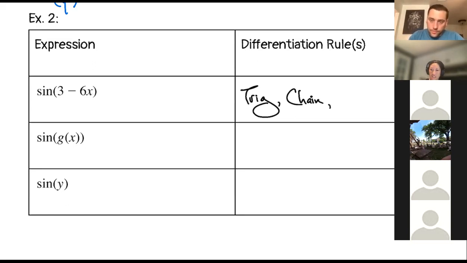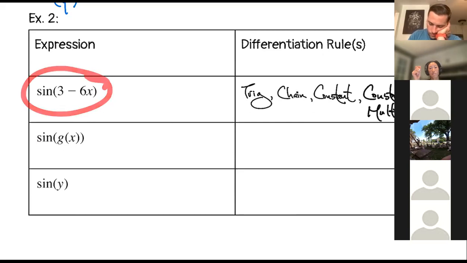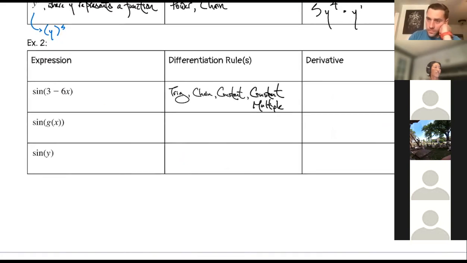I'm going to throw constant and constant multiple in here. But I think we're reaching a point where we don't need to write constant and constant multiple as much, okay? My hope is that those have become more second nature to us, that it's a little bit easier for us to see when we're going to need constant and constant multiple. Whereas something like trig and chain is a little bit newer for us, and I want us to really work on recognizing that, okay? And so what is that derivative? What is the derivative of sine of 3 minus 6x?